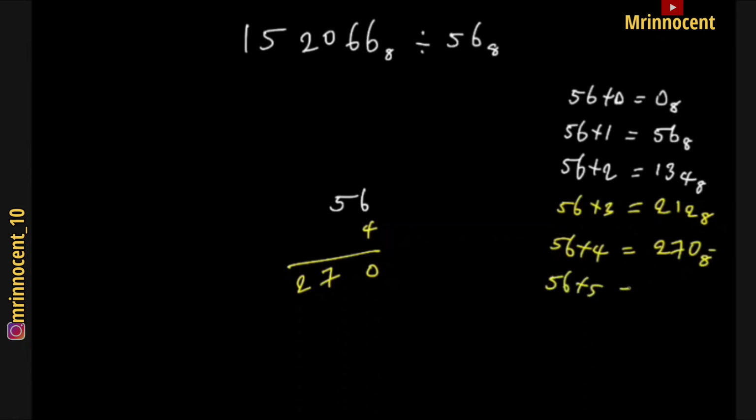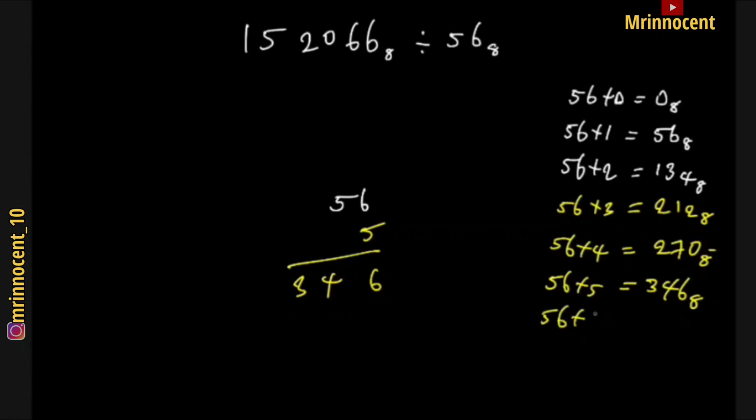56 times 5: 5 times 6 is 30, and 30 in base 8 is 3, remainder 6. 5 times 5 is 25 plus 3 is 28. 28 in base 8 is 3, remainder 4. So you have 346 in base 8.